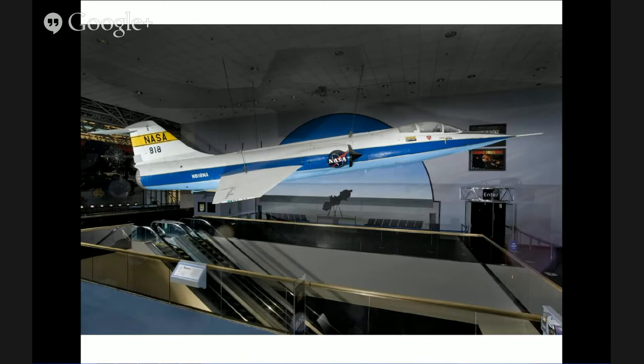So if we go to the next one, we're going to move on to something rather dramatically different. What you're looking at is yet another airplane hanging in the National Air and Space Museum. This is the Lockheed F-104. It is the first airplane to be designed for sustained flight at twice the speed of sound. We call it Mach 2. This is a supersonic airplane.